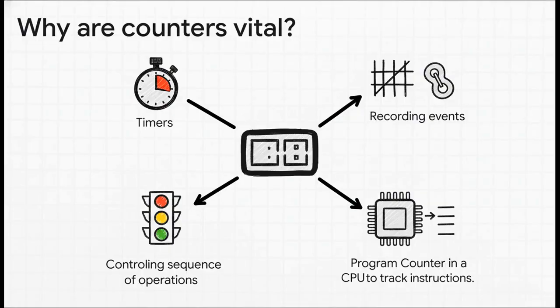And don't let their simplicity fool you. These devices are literally everywhere, and they are absolutely critical. They work as timers, they record events, and they control the sequence of operations in much more complex circuits. In fact, one of the most important parts of your computer's CPU is something called the program counter. And guess what? Its job is to tell the processor which instruction to run next. That's how important these are.